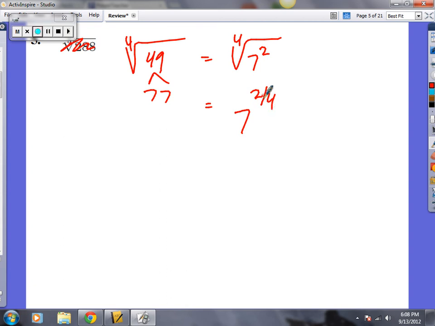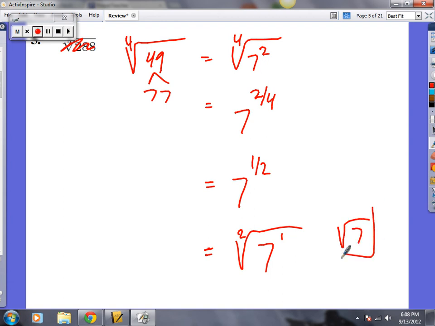So if you look at it from this perspective, it kind of changes things a lot. 7 to the 2/4. 2/4 you can rewrite as 7 to the 1/2. So 2/4 is 1/2. Now if I change it back, 7 to the 1/2 is the same thing as square root of 7. And you don't even need to write the 2 or the 1. So square root of 7 is your answer.